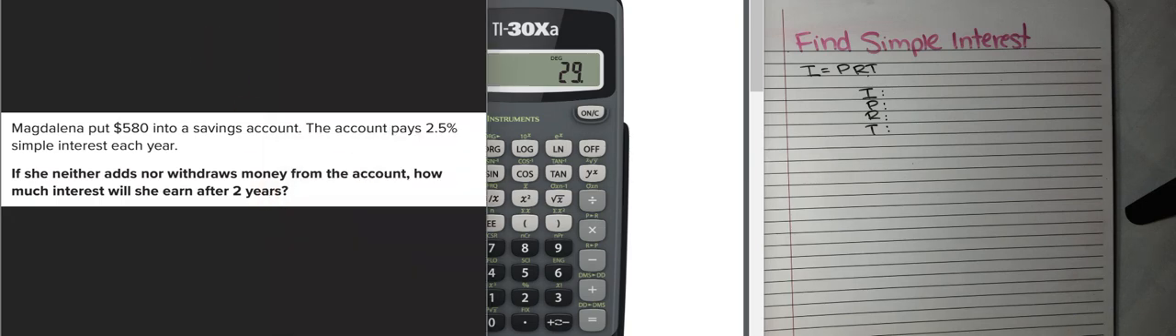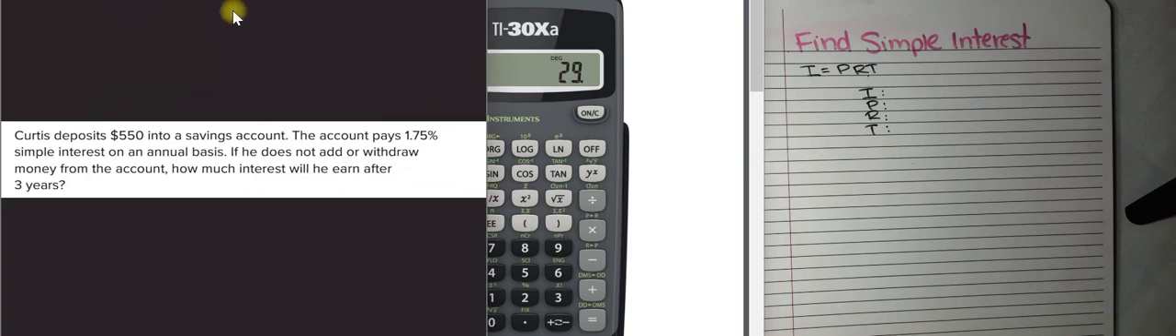All right, so we are getting ready to move on to our next problem. In this example, I want you to try it on your own. And so we are finding the interest in this example. We have Curtis depositing $550 into a savings account. The account is going to pay 1.75% simple interest on an annual basis. If he does not add or withdraw money from the account, how much money will he earn after 3 years?